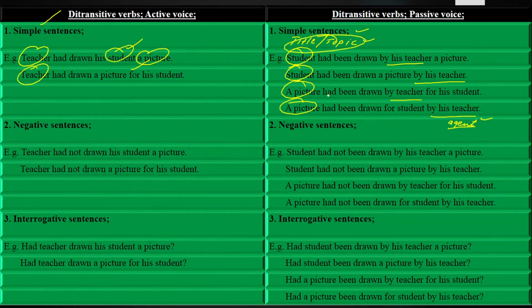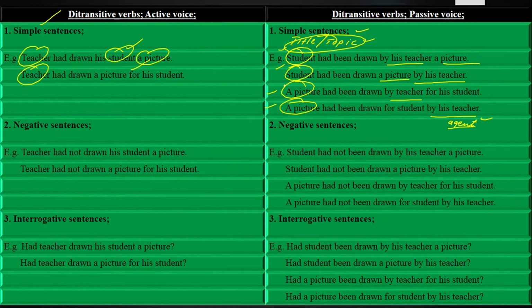A person, place or a thing in a sentence which we are talking about. In the first and second sentence we are talking about a person, in the third and fourth sentence we are talking about a thing like a picture. When you bring student in the first and second sentence in place of the subject, then by his teacher comes at the end, a picture at the end, a picture at the beginning, by his teacher at the end.